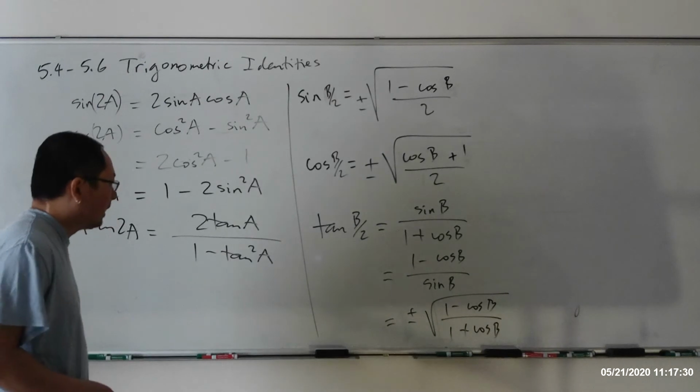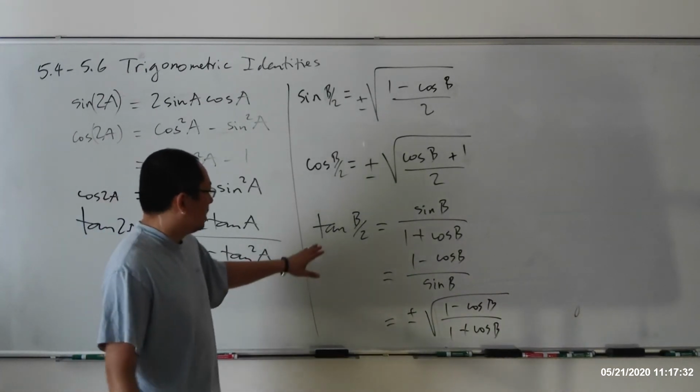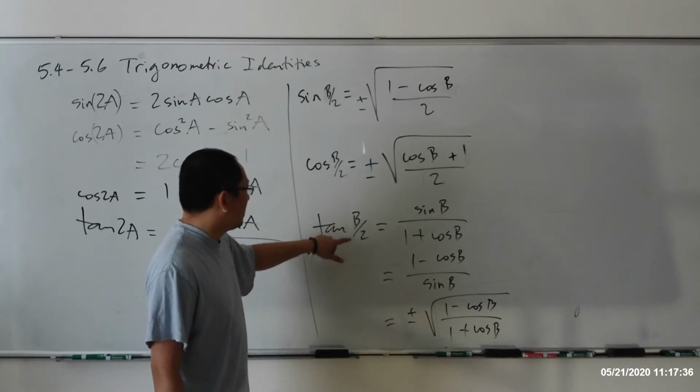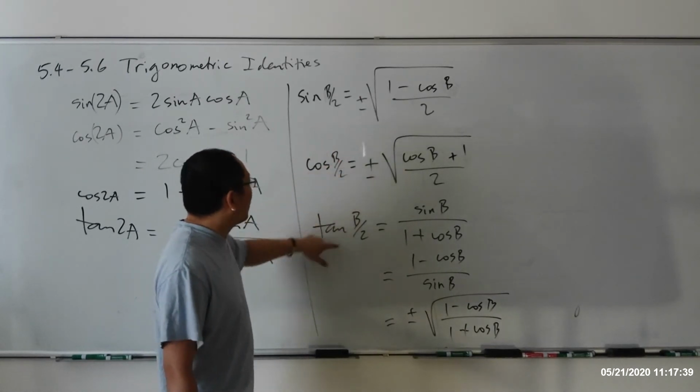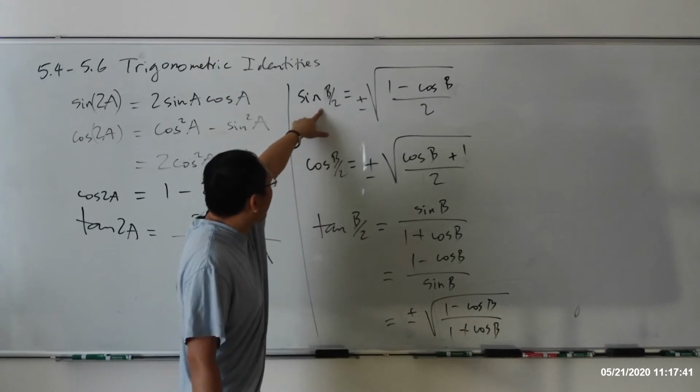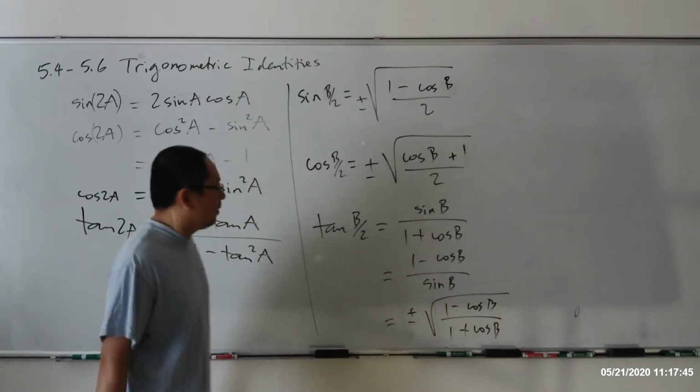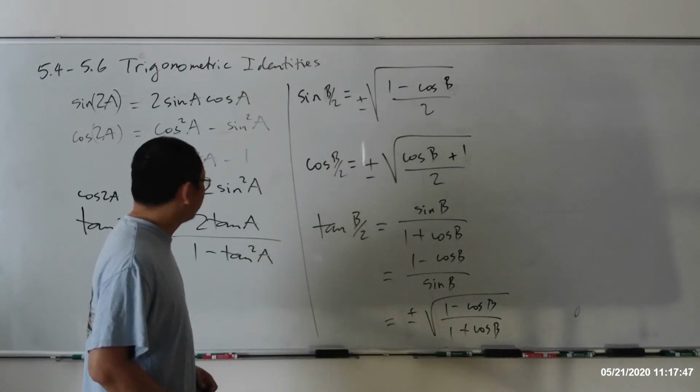Okay. And how do you get this formula? Tangent of B over 2: you can think of tangent as what? Sine over cosine. So you plug it in, sine right here over cosine right there, and then you simplify, you have the formula. Okay?